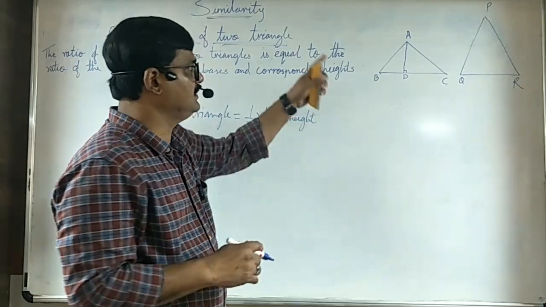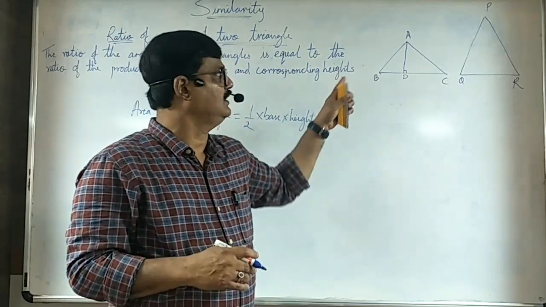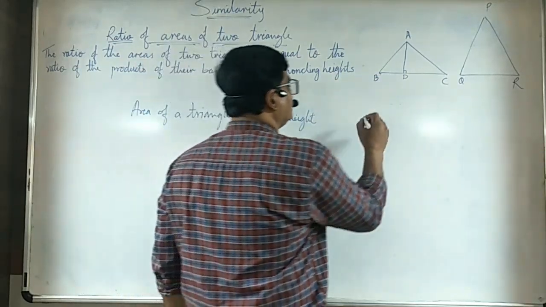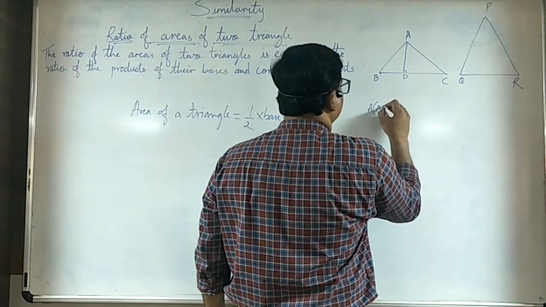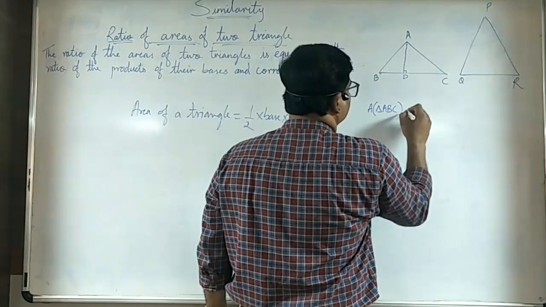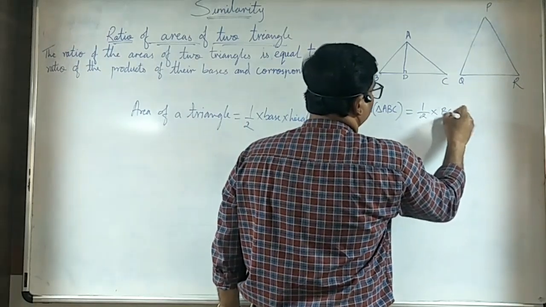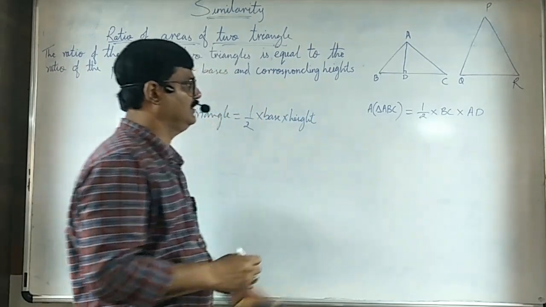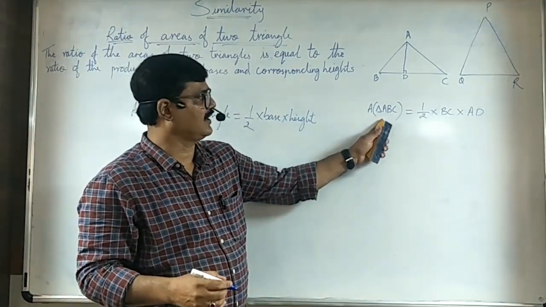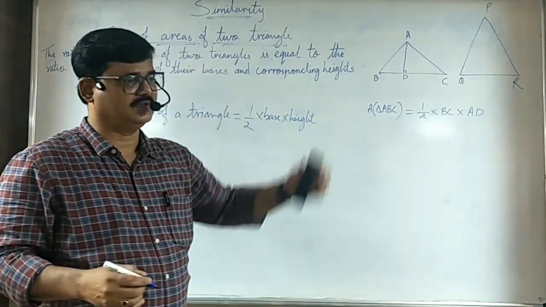In triangle ABC, you have a base BC and you have a height AD. So can I write it in this form? Area of triangle ABC is equal to half into base BC and height AD. This has to be read as area of triangle ABC is equal to half BC into AD.